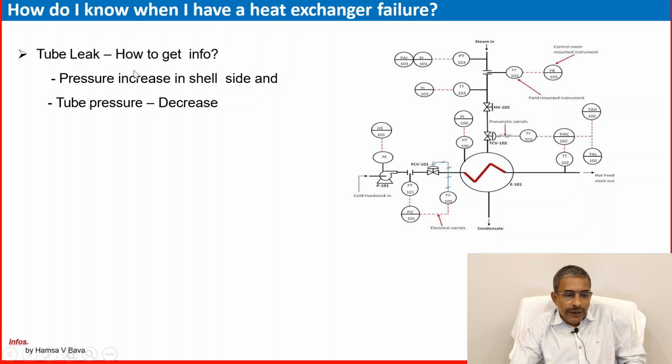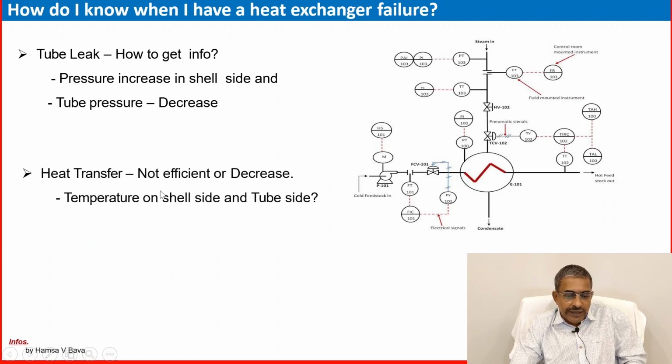So for a tube leak, how do we get the information? The pressure increases on the shell side and the tube pressure decreases. So shell side pressure will increase, tube side pressure will decrease. That is one way. Another way to understand it is that heat transfer is not efficient, or the temperature decreases on the shell side or tube side. So using temperature and pressure, we can get first line information on heat transfer performance.